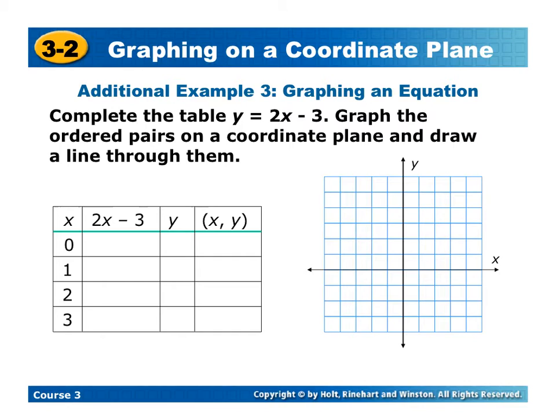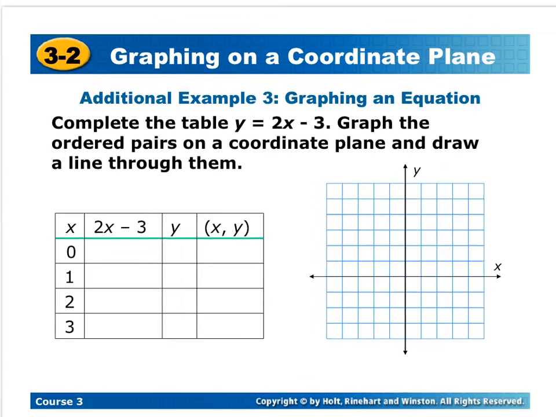So this is an example of what I mean. So we want to complete the table for y = 2x - 3 and then graph the ordered pairs on a coordinate plane and draw a line through them. In reality, there's no limit as to what value we can put in for x. However, we can't possibly graph every single point that could go in there. So we use the line to represent that. So here we've picked 4 values, 0, 1, 2, 3. We're just going to find our y value for these selected x values.